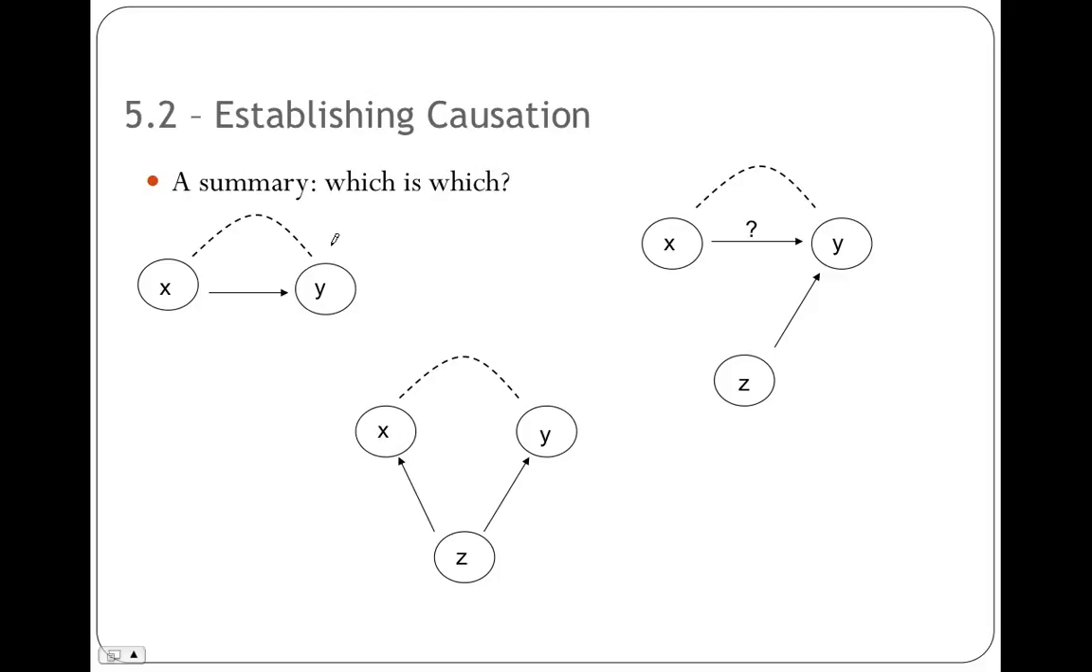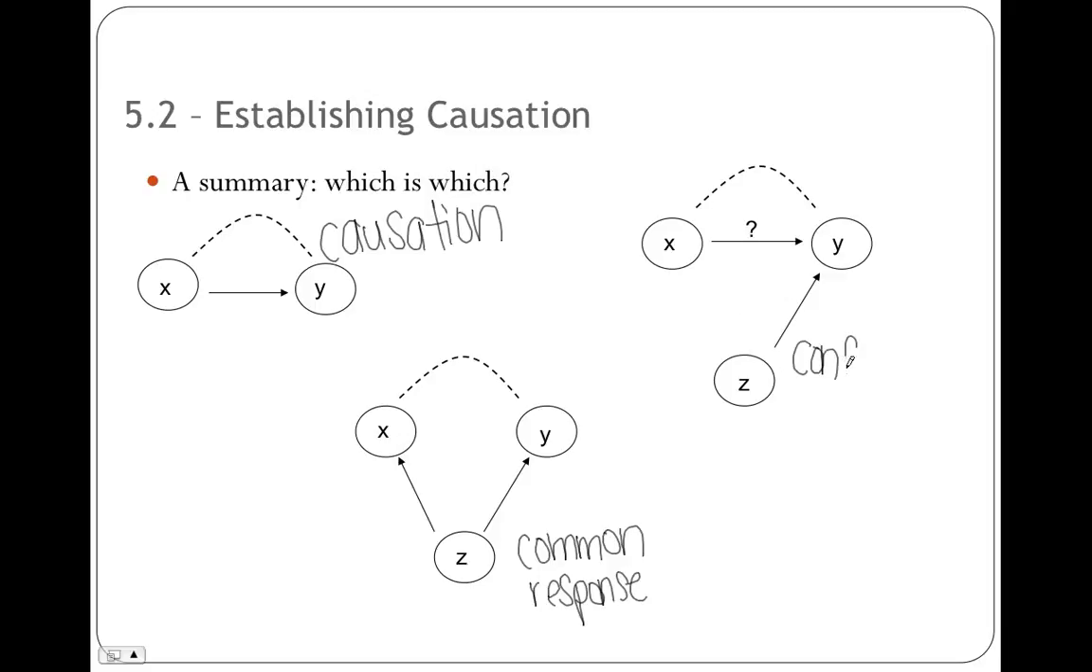Okay, hopefully you got that this first one is causation. X is directly causing Y. There's nothing getting in the way. This one down here is common response. I have this third variable, Z, that is causing changes in both X and Y. And then this one over here is confounding. Is X causing Y? Is Z causing Y? Is it some combination? I don't know.